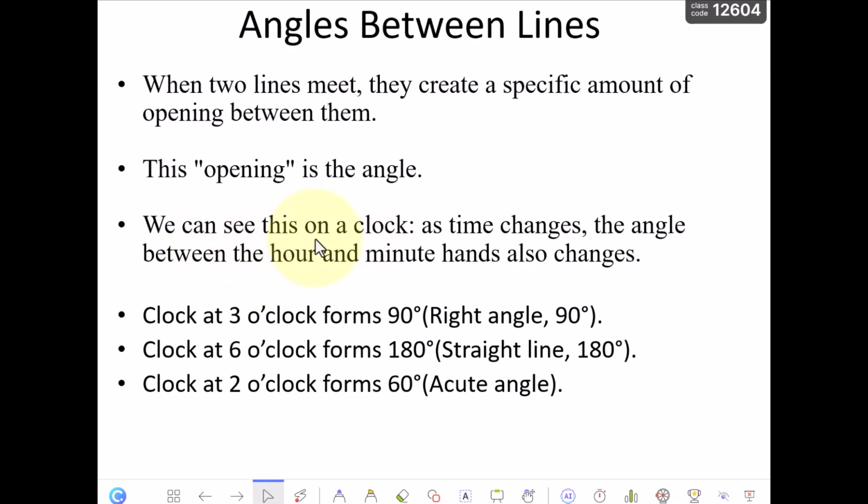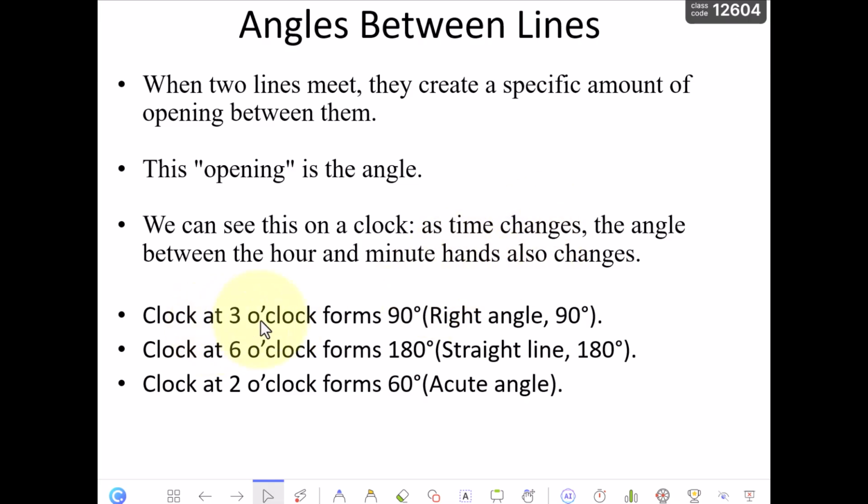Now we can see this on a wall clock. So you know the wall clock system, when it's 12 o'clock, the hands are already at 0 degrees. So immediately the minute hand begins to move gradually, you discover that a space will be created between the two hands, and that is where your angle begins.